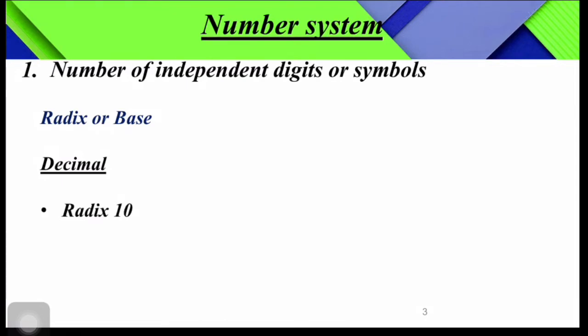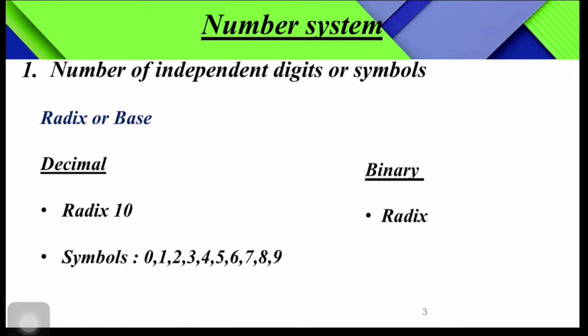Now can anyone tell me these 10 independent digits or symbols used in the decimal number system? It is nothing but 0, 1, 2, 3 up to 9. On the other hand, the binary number system is having two independent symbols or digits. They are 0 and 1. So it is a radix 2 system. Alright. In fact, the radix or base of a number system determines the remaining two characteristics of it. That's what we are going to look at next.